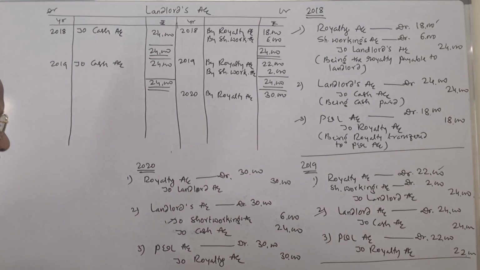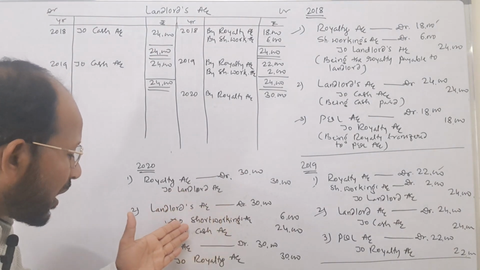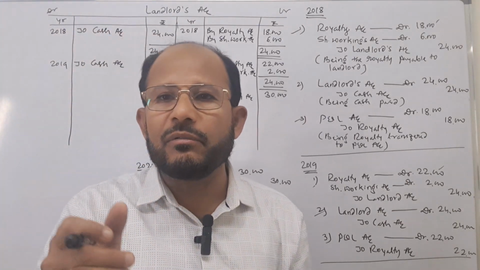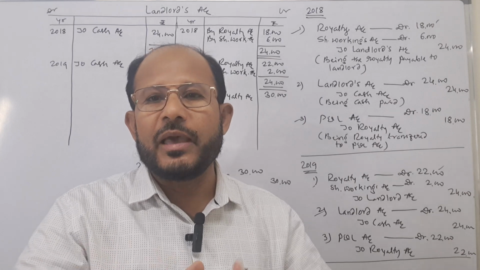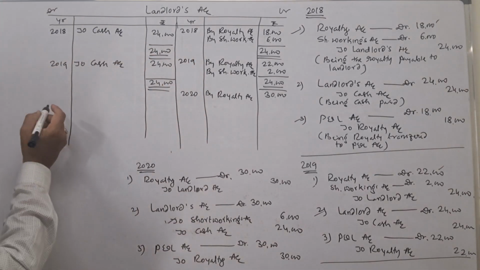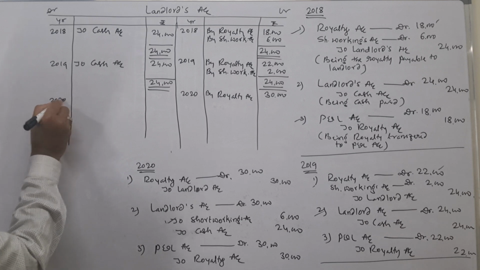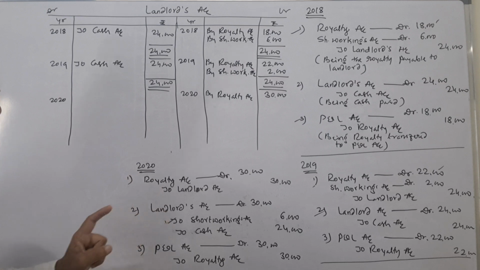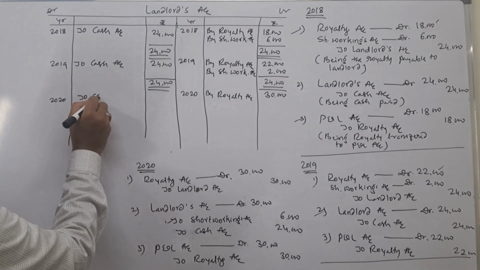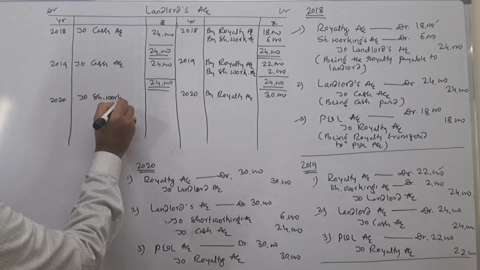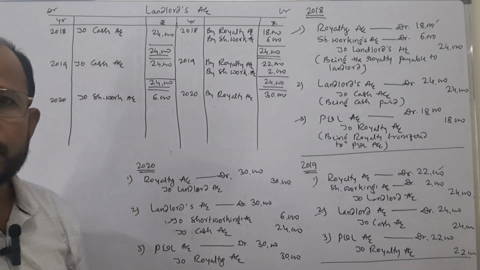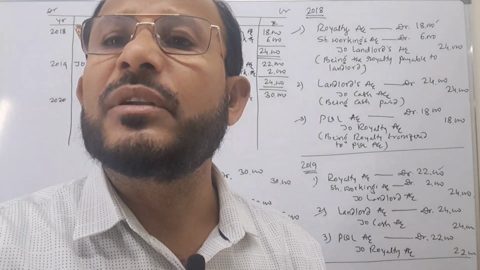Because of that reason, here what is done, you see the second entry, landlord's account is debited, short workings account is credited. Rupees 6,000 is recovered out of what? Out of the excess royalties. That is why whenever the recovery is there, we have to debit it. Here what journal entry? Landlord's account is debited and to short workings account, what is the amount? Rupees 6,000.